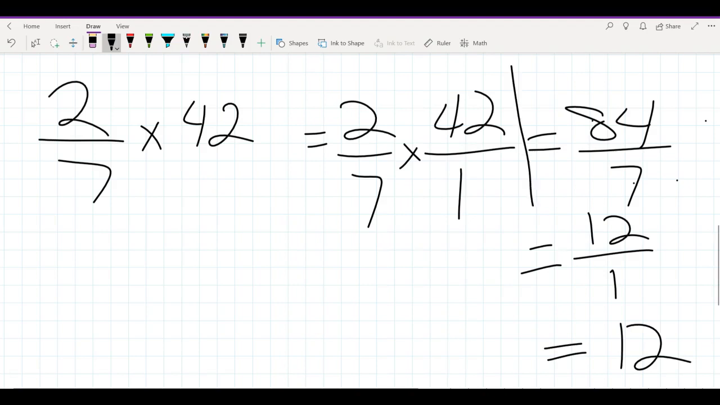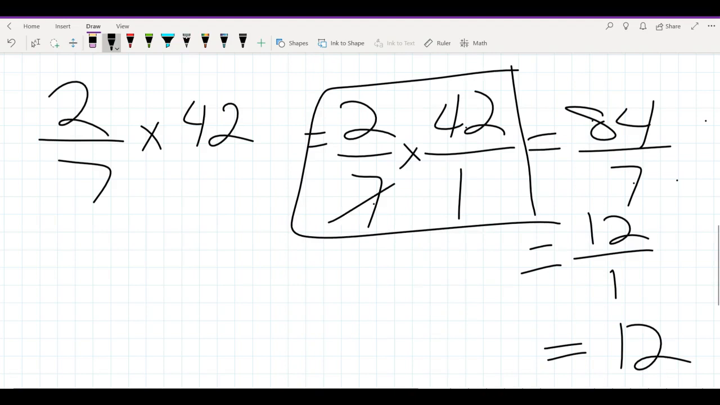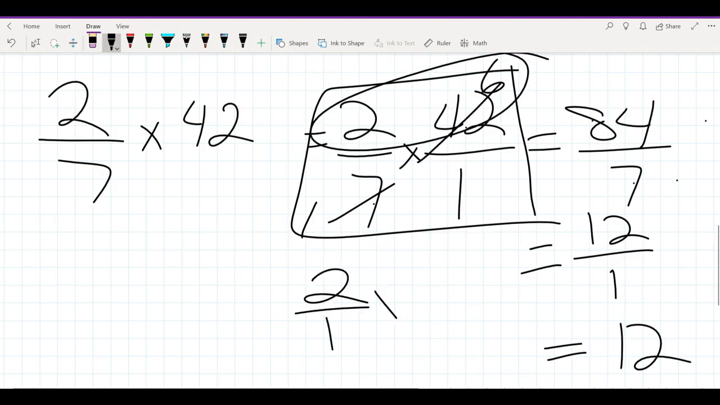Now if you reduced in this step, I know 7 times 6 is 42. So I can reduce that by 7 to get 1, that by 7 to get 6. Then I have 2 over 1 times 6 over 1, which gives me 12 over 1, which is just 12. So it's up to you when you want to reduce, but sometimes it's easier to see before you actually multiply out the numbers.